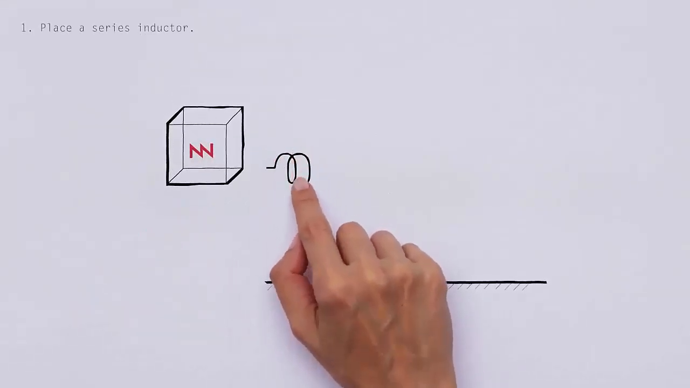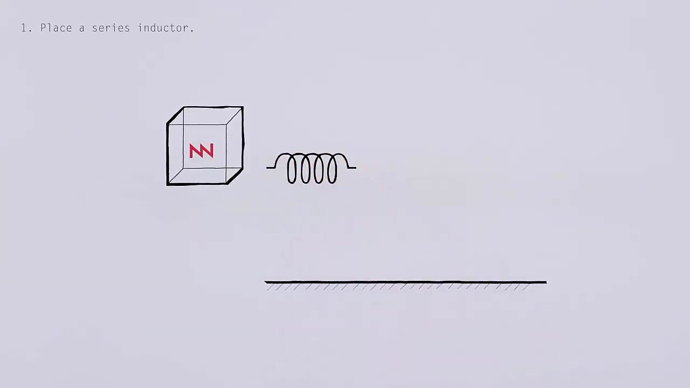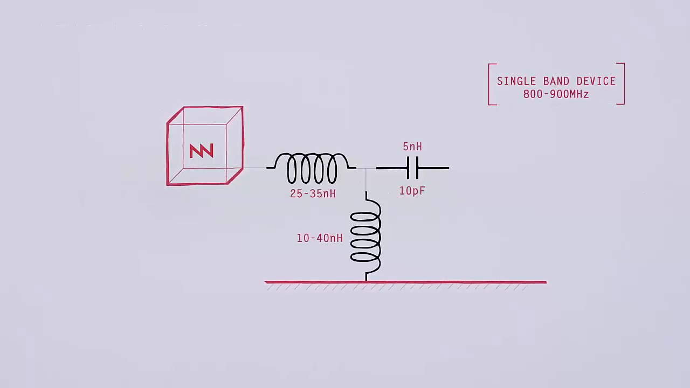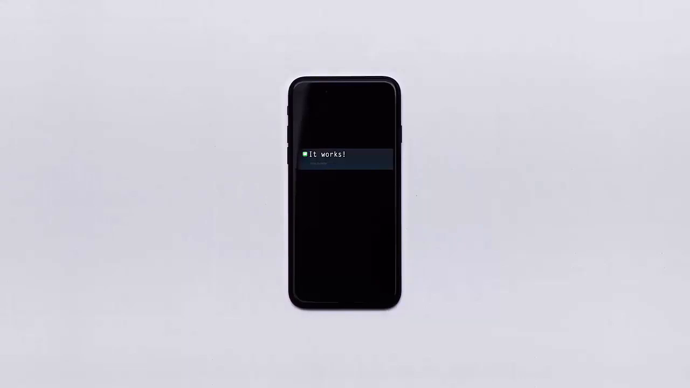First, place a series inductor in the PCB to compensate for the booster's capacitive impedance. Then, a shunt inductor to match. You might need a series component to fine-tune the frequency response. If you were working on a device running within 800 to 900 megahertz, these would be the approximate component values. Now your antenna is working. Congratulations! Ready for the test?